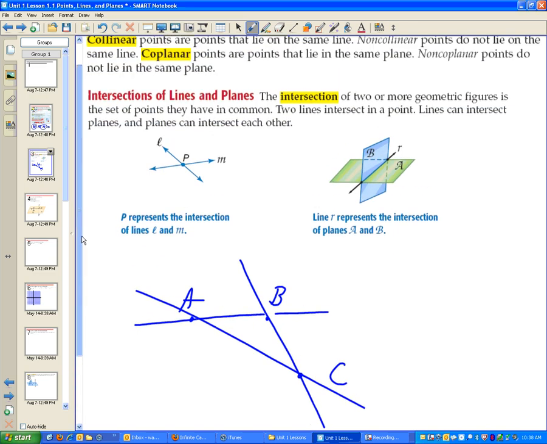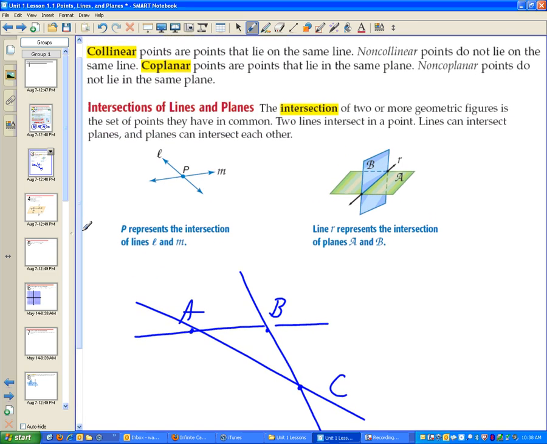Same idea with coplanar and non-coplanar. If points are located in the same plane, they're coplanar. If it's impossible to make them all in the same plane, they're non-coplanar. So, coplanar points are points that lie in the same plane. Look how you spell this word. It's A-R at the end. You expected E-R, right? But it's not, it's A-R. Non-coplanar points do not lie in the same plane.